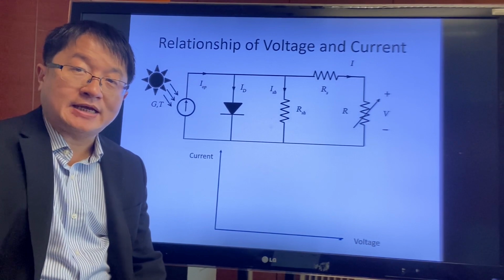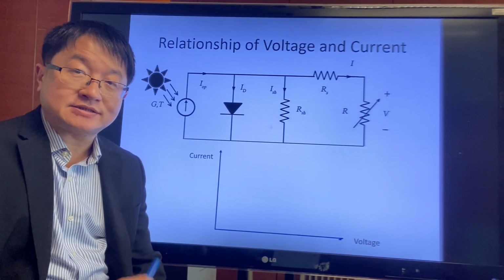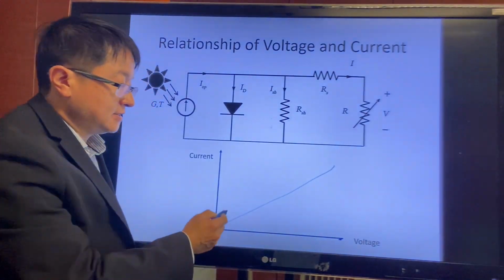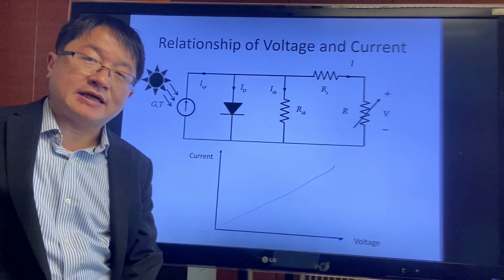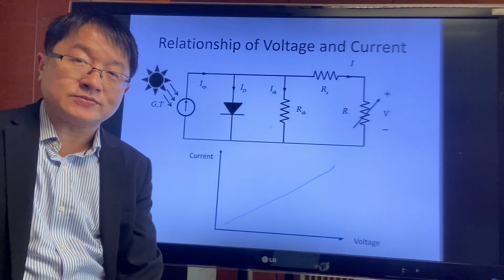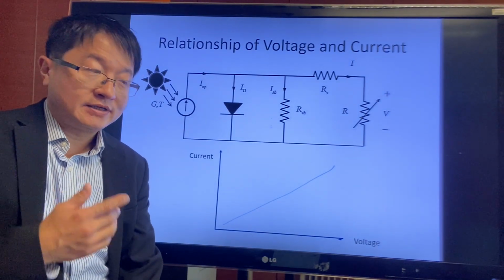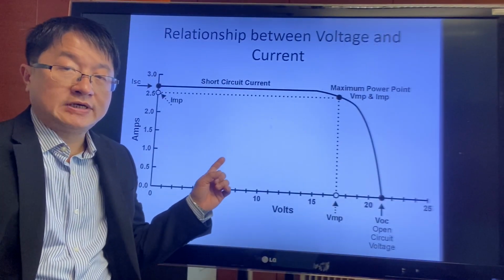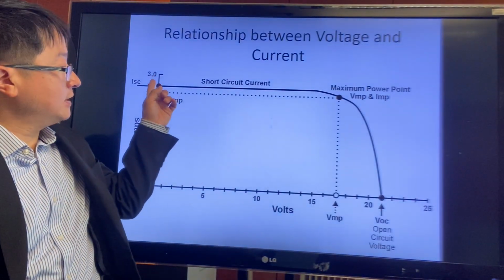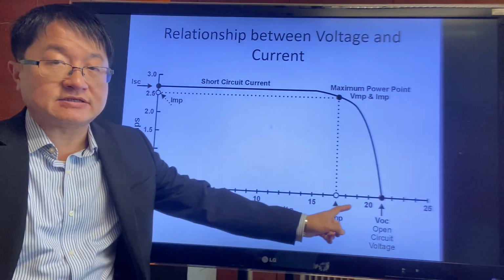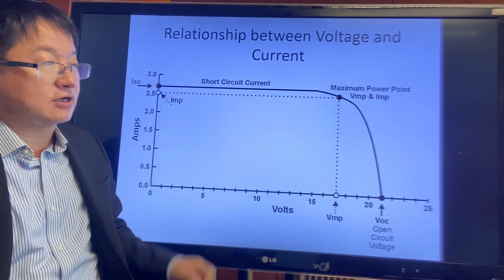In the past, when I asked this question in class and asked students to draw this diagram, many of them would draw a line like this, because they know that the higher the current, the higher the voltage, and this is what we call Ohm's law. However, in solar energy, it's not the case. The relationship between the current and the voltage looks like this. The x-axis is the voltage and the y-axis is the current.